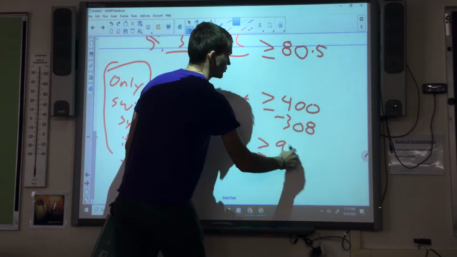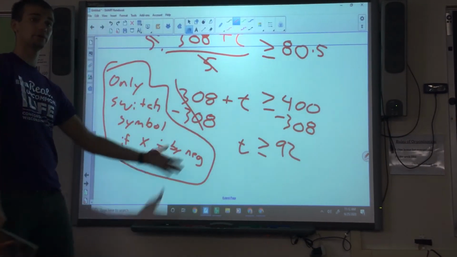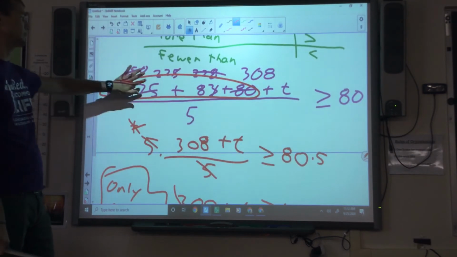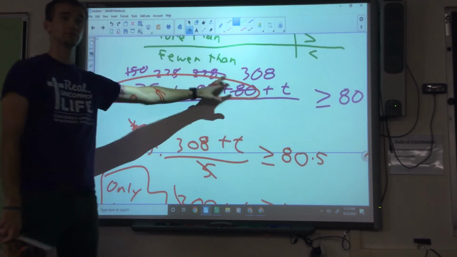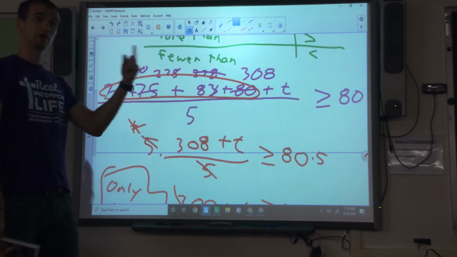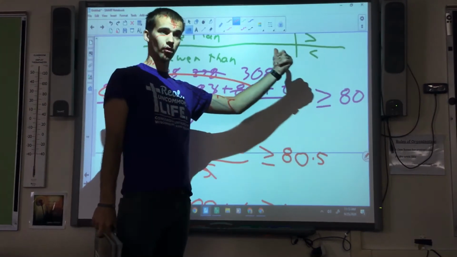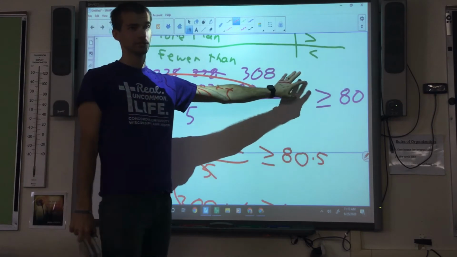308 becomes 92. So that means if you have 70, 75, 83, and 80 as your scores on a test, and you have one test left, and you want to average 80 or more, then you have to score at least 92 on this test.